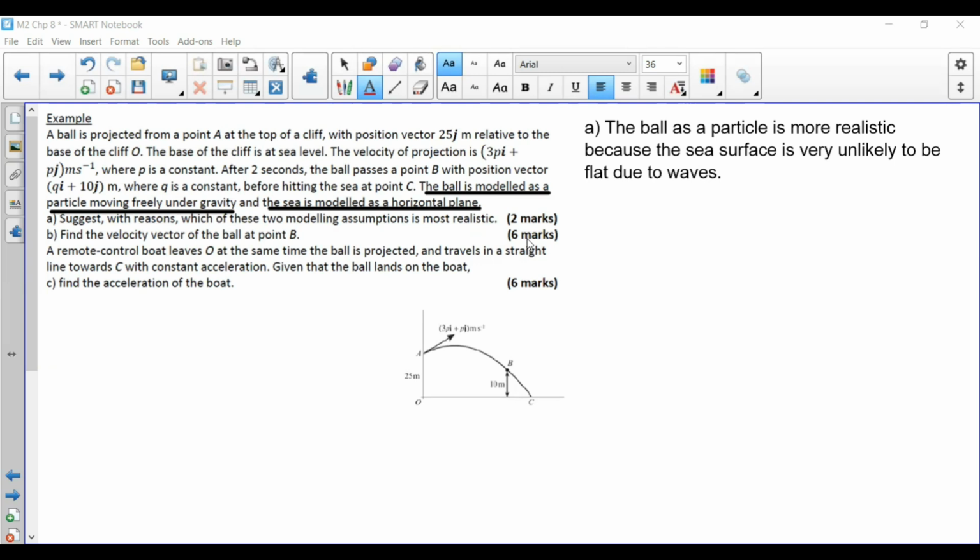Or you can say if you think the sea modeled as a horizontal plane is more realistic, then you just have to justify the first assumption is unrealistic. Well, it's unrealistic because moving freely under gravity is not quite possible. It's quite hard to achieve. You can achieve it in a very tight, well-controlled experiment center or laboratory, but how likely? You know, there's air resistance, that kind of stuff. So we can say that as well.